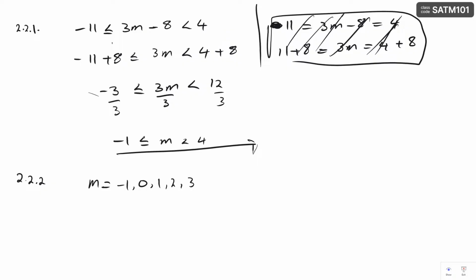The reason why I included negative 1 is because this sign says the number that you put here can be less than or equal to negative 1. So the integers are 1, 2, 3, 4, 5. So it's negative 1, 0, 1, 2, 3. We have 5 integers that we can put in order to satisfy this inequality.